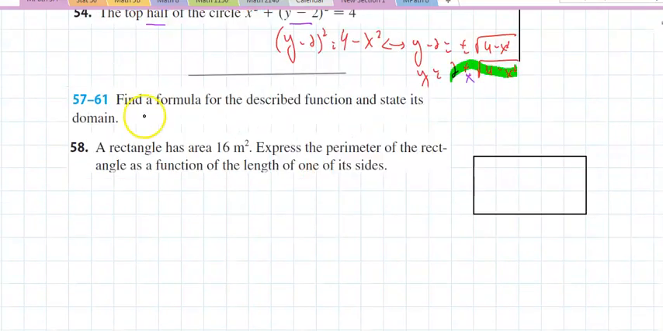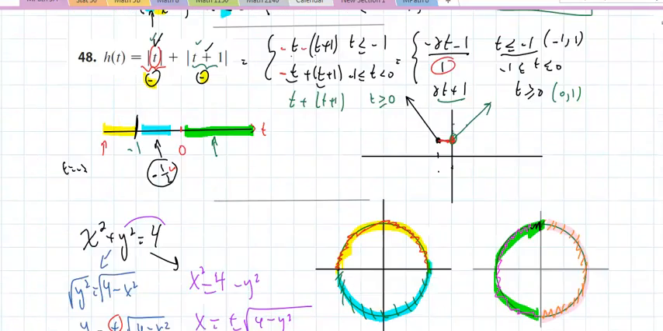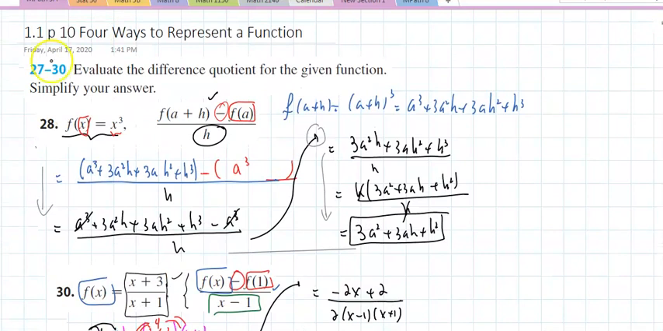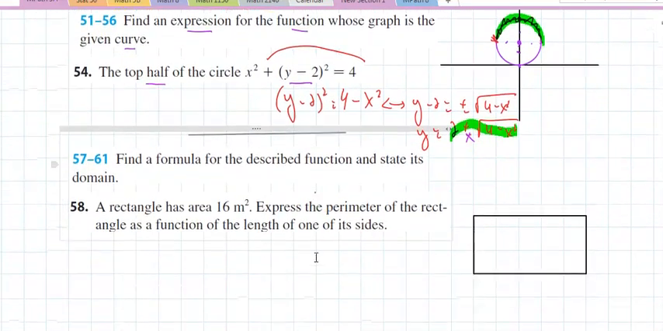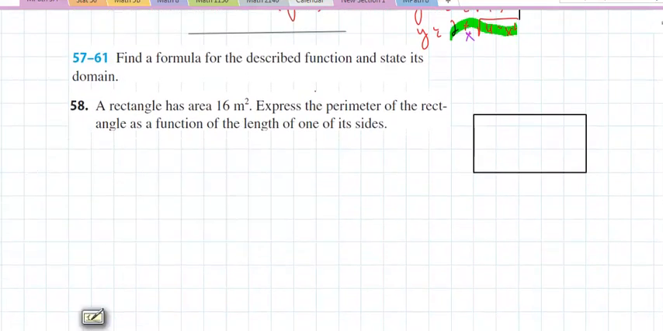Another problem comes up: find a formula for the described function below. Now if I look at number 58, oh, you know what, with all the fun, I am so sorry, I forgot to give you the page. In our book, this is on page 21. So this problem is in the Stewart book, our book, on page 521. A rectangle has an area of 16 meters squared.